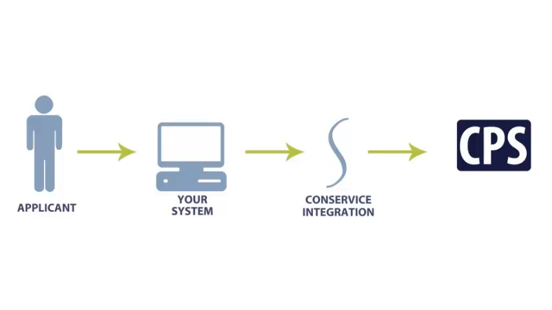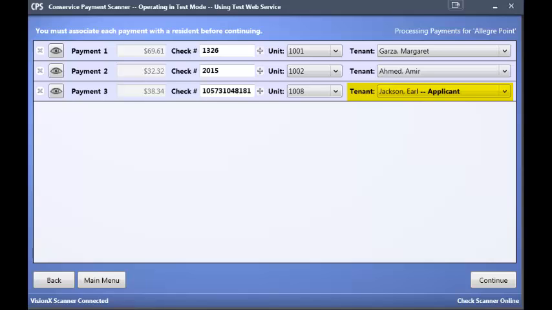If that applicant isn't assigned to a specific unit, you will not be able to scan any payments to that applicant. If you immediately try to use the CPS system to scan that payment to the applicant, when you get to this point, because we haven't updated our snapshot of your data after you entered that applicant into your OneSite system, you will not see that applicant name in the list here.